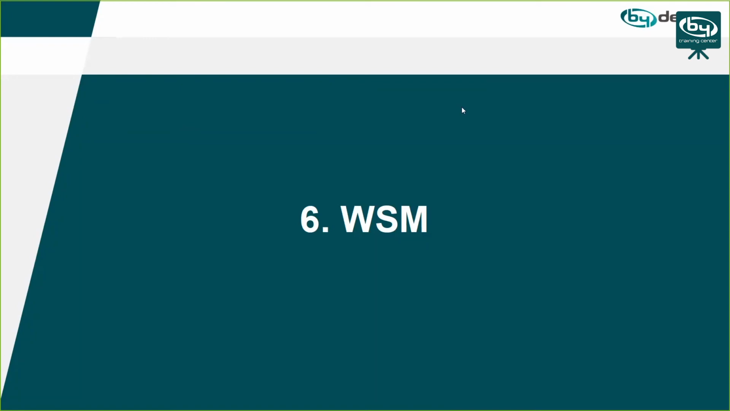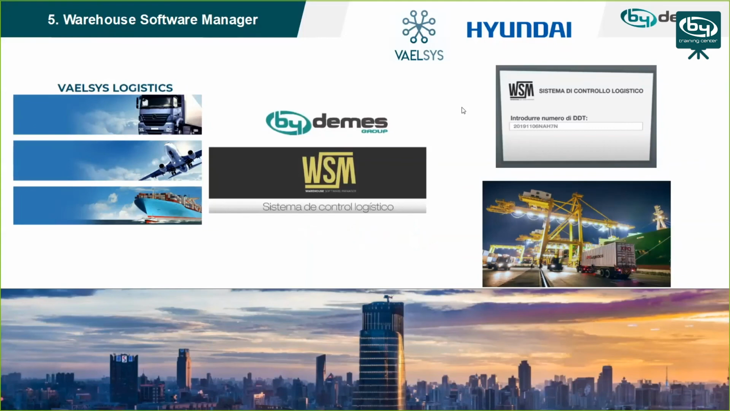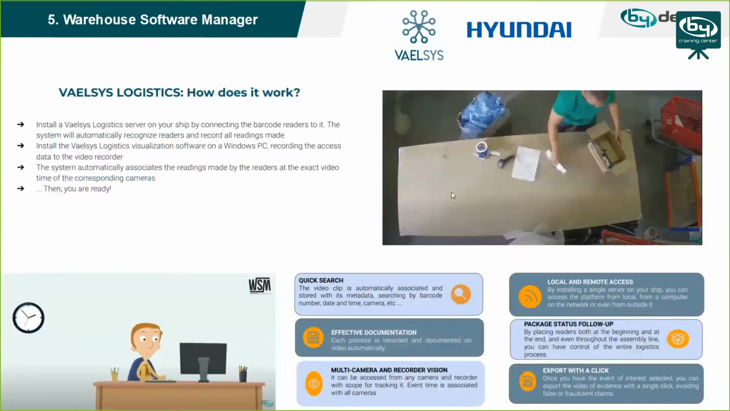Another option that Vaelsys offers is a warehouse software manager. So how does it work? What you have to do is install Vaelsys Logistics Server and basically connect barcode readers to it. The system will automatically recognize those readers and record all readings made.